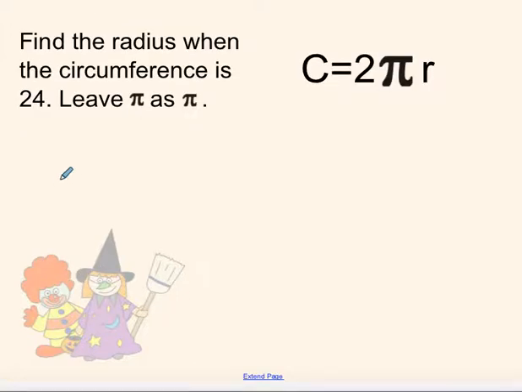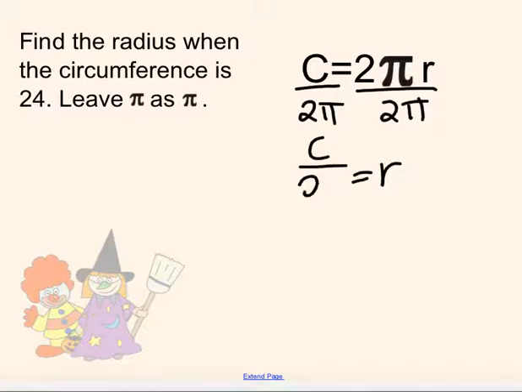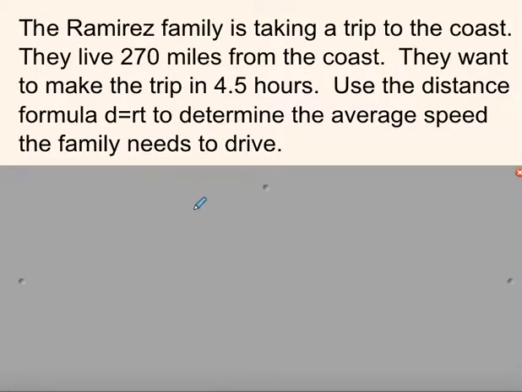Let's try another one. If I have circumference equals 2 pi r, and I want to know what is the radius, well, radius has been multiplied by 2 pi, so I could divide by 2 pi. And I get my radius is C over 2 pi. I can do this with any formula that has more than one variable. Okay? And lastly, let's look at this.